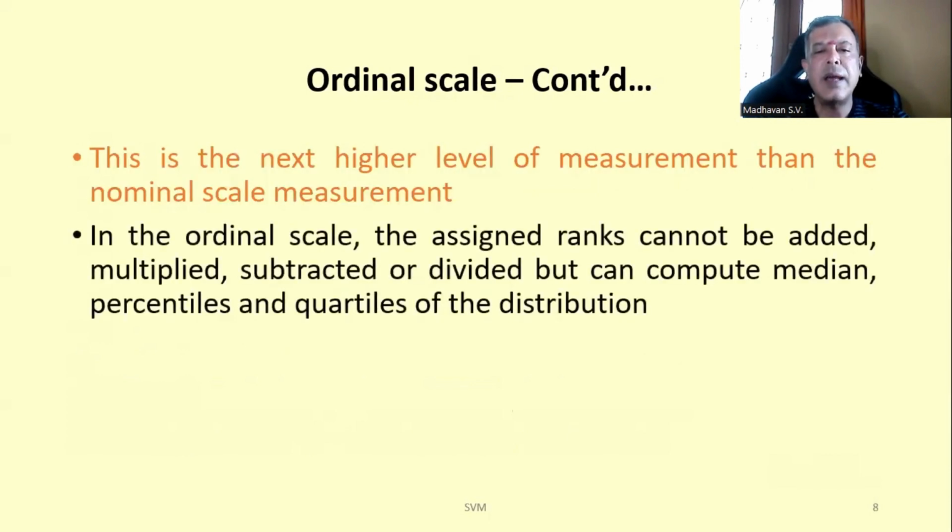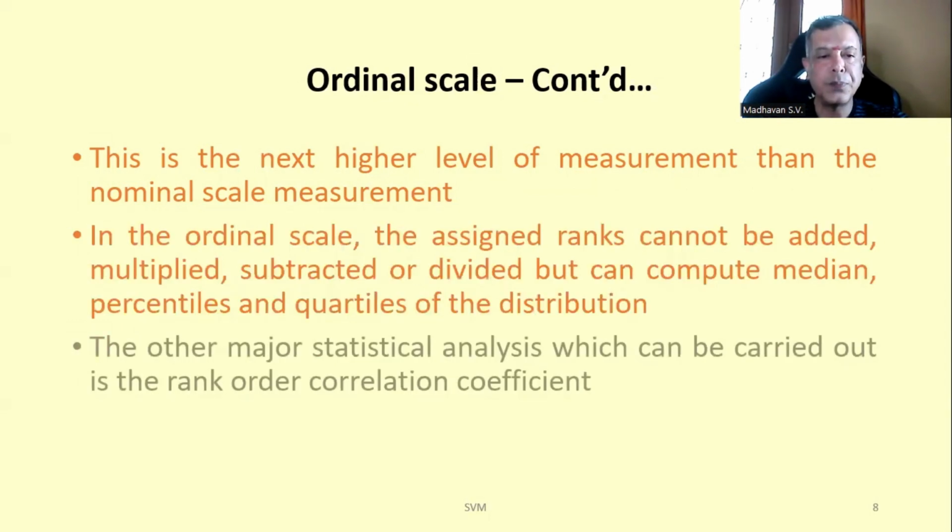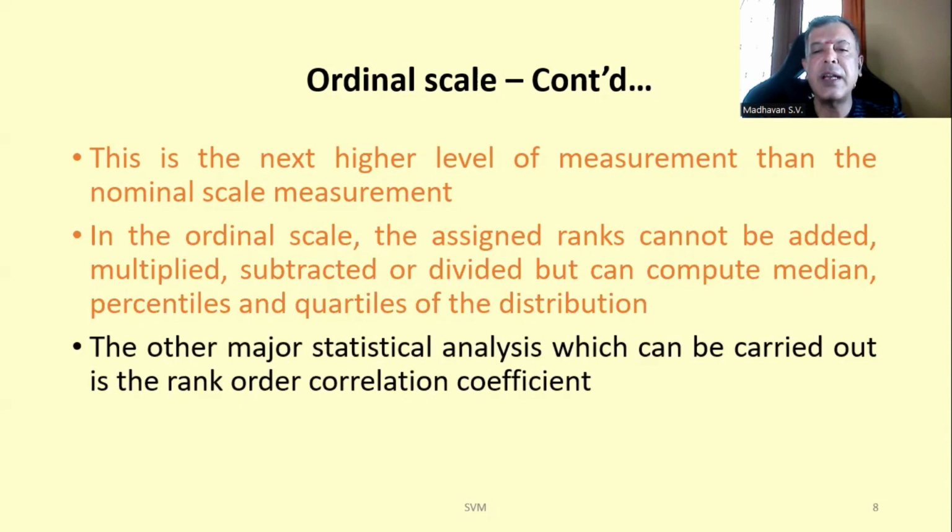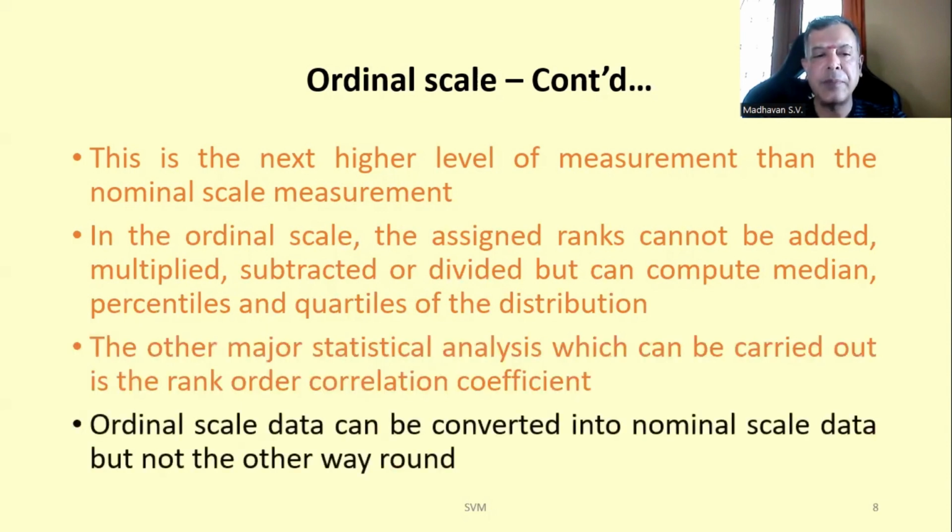In the ordinal scale, the assigned ranks cannot be added, multiplied, subtracted, or divided, but we can compute median, percentiles, and quartiles of the distribution. Apart from whatever you can do in nominal, these are all additional things you can do. The other major statistical analysis which can be carried out is the rank order correlation coefficient. So ordinal scale data can be converted into nominal scale data, but the other way is not possible. Nominal cannot be converted to ordinal scale data.